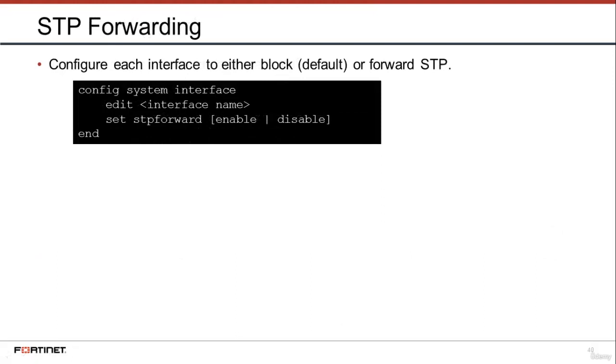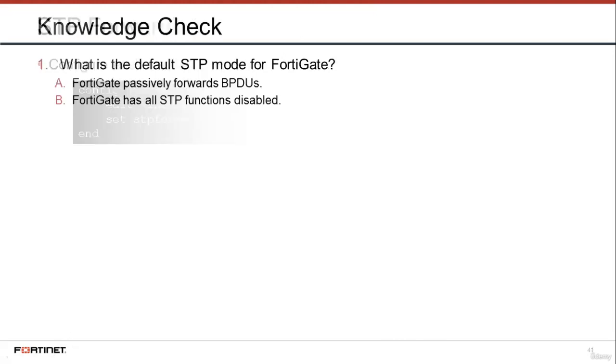Spanning tree protocol forwarding for interfaces that are not physical switch interfaces: you can either forward or block STP BPDUs. What is the default STP mode for the FortiGate? FortiGate has all STP functions disabled.